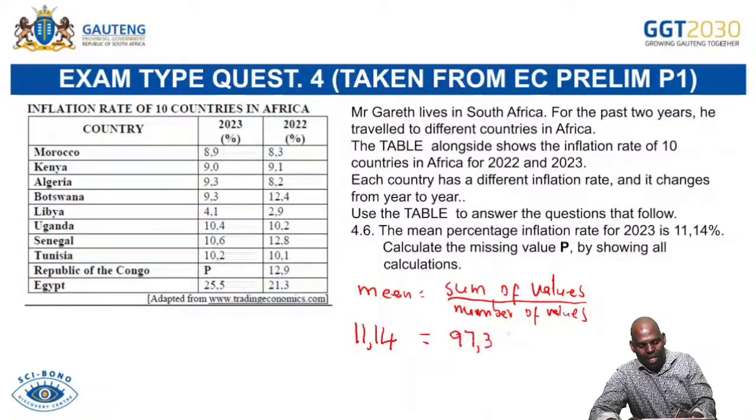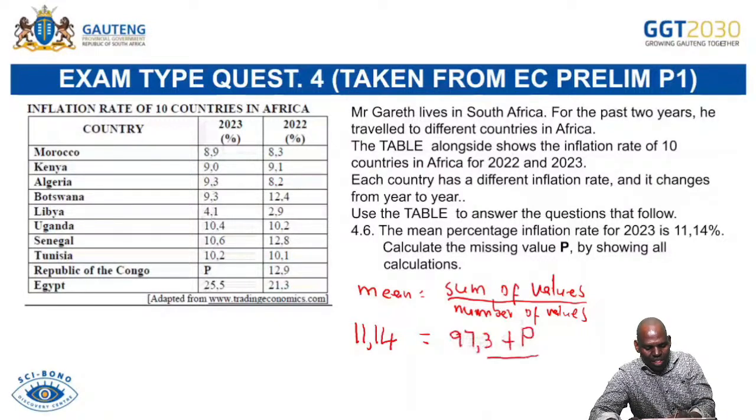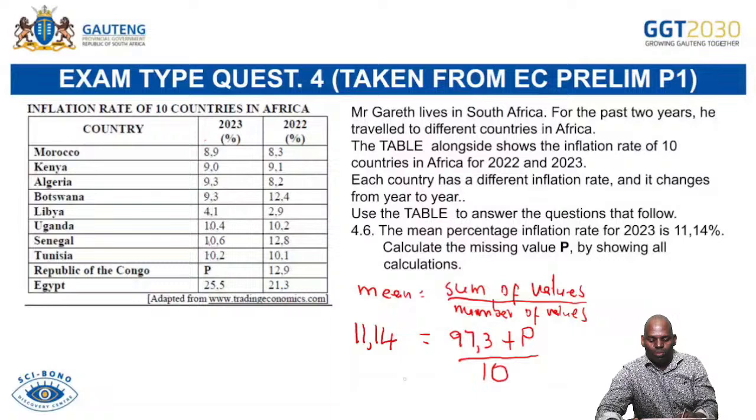97.3. But remember, I also have P. So if I add up all this, then I say 97.3 plus P, then I say divided by 10, because there are 10 values there: 1, 2, 3, 4, 5, 6, 7, 8, 9, 10, including P. Then from here, I have to cross multiply. For cross multiplication, this one is the same as over 1.